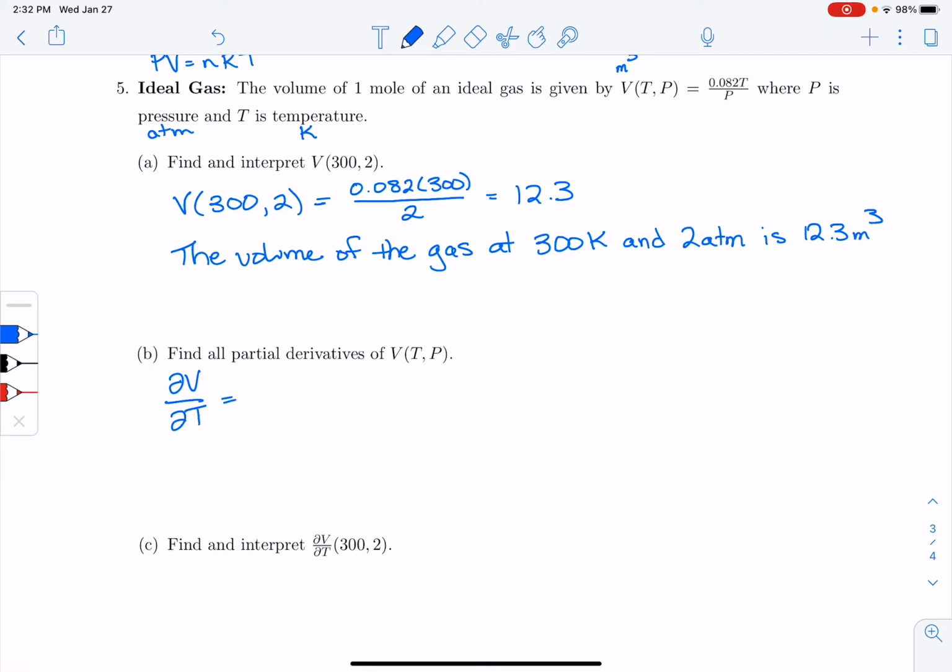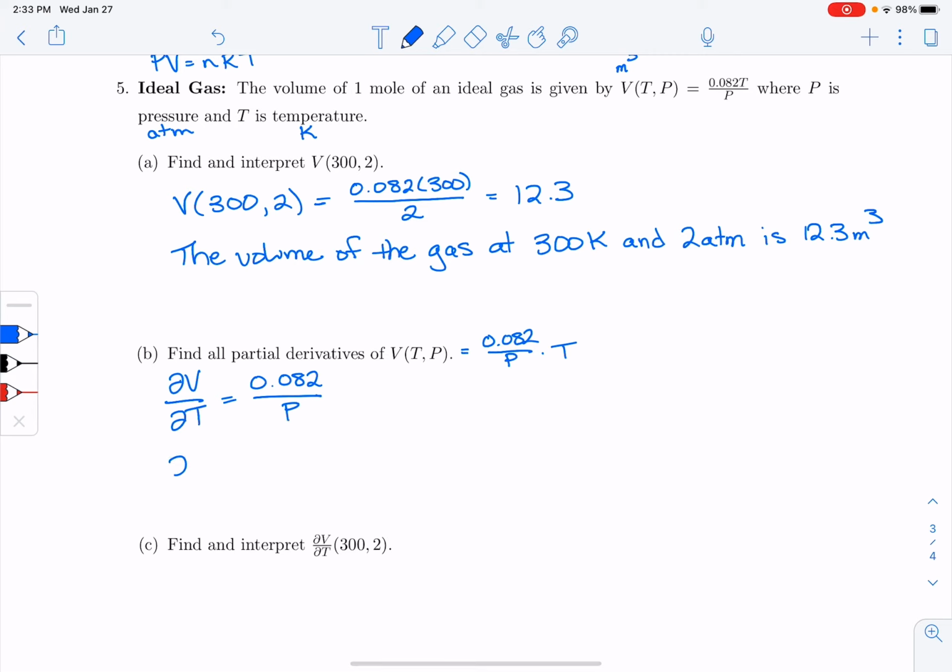Well, pressure in this case is a constant. I know we've got a division going on here, right? But pressure is a constant. So that means essentially that this function can be thought of as 0.082 over P, a constant, times temperature. And so the derivative of a constant times T is just going to be the constant. So it's going to be 0.082 divided by P.